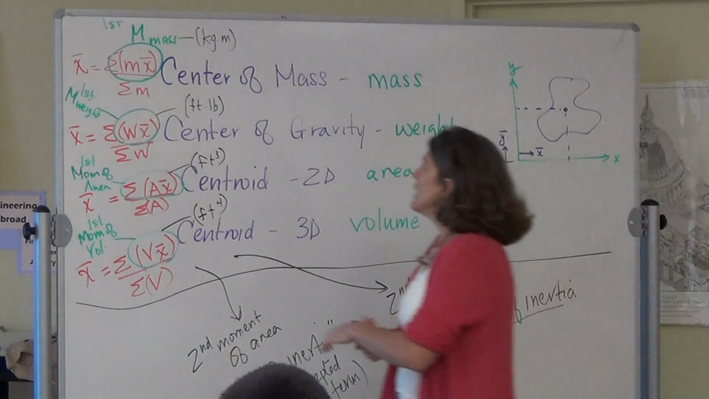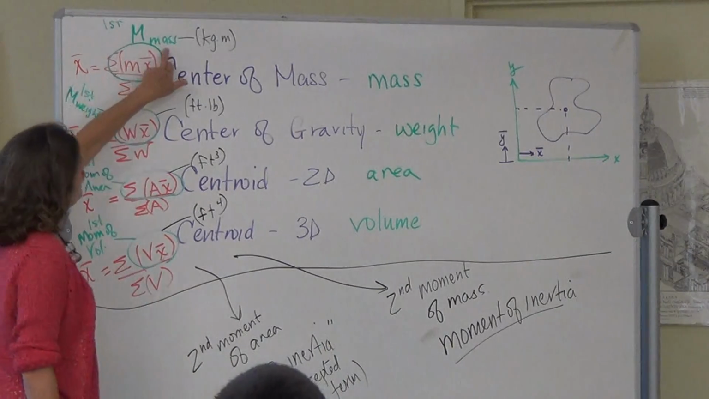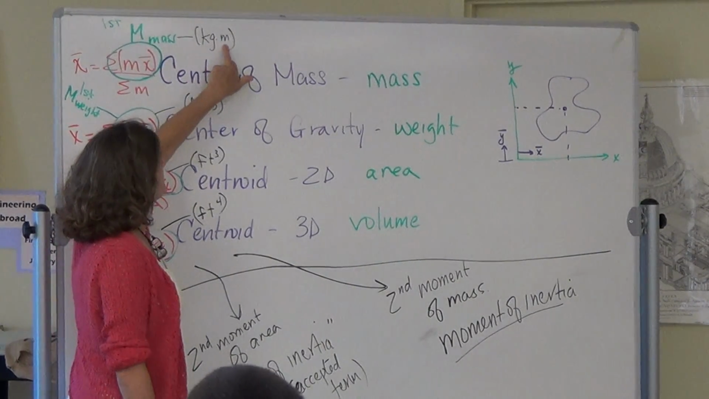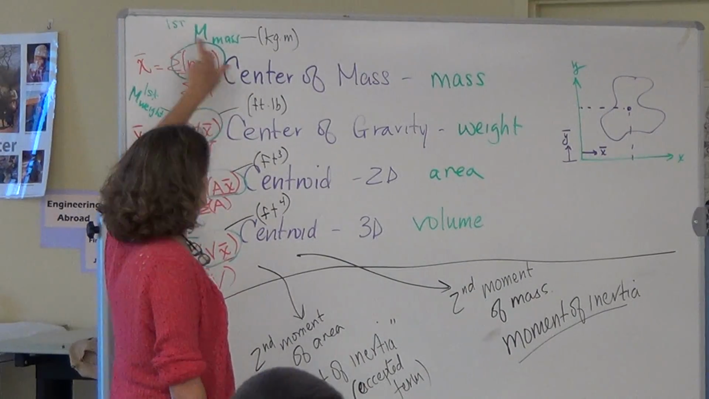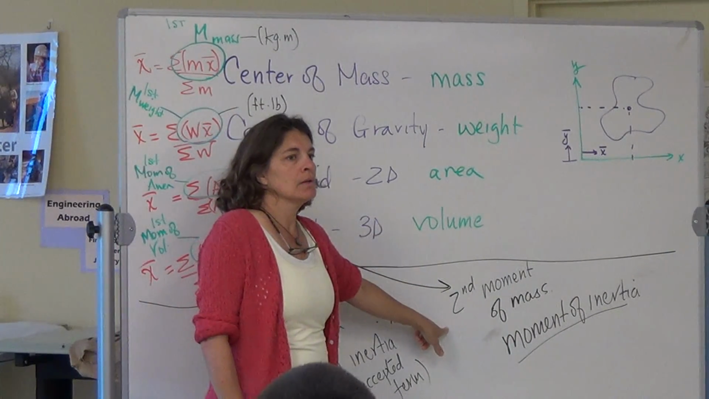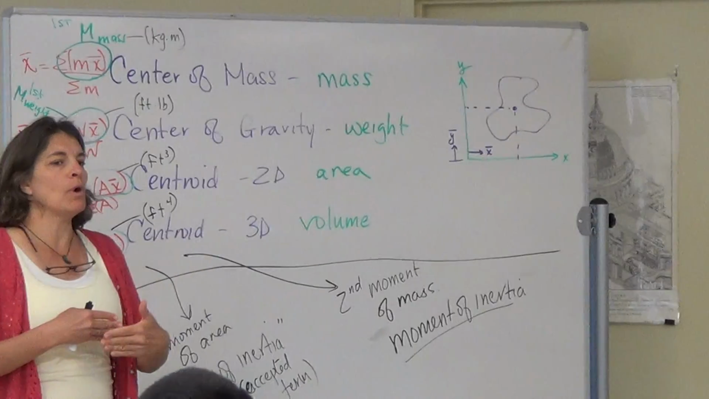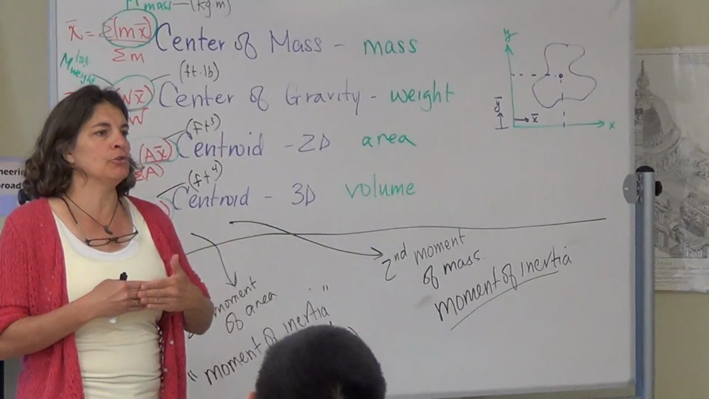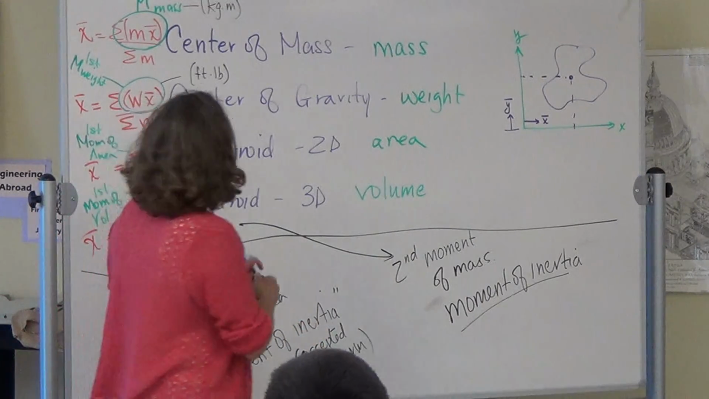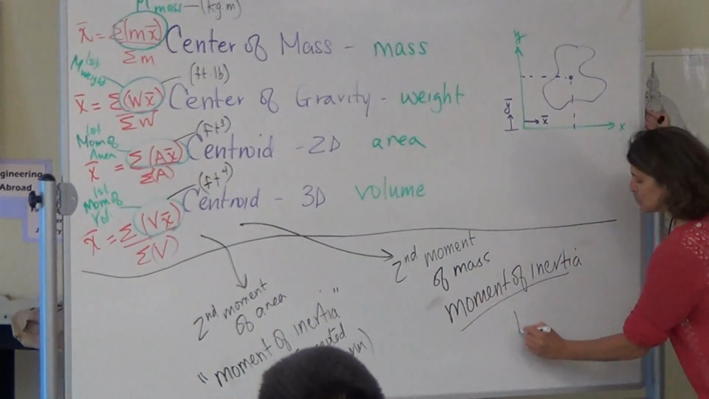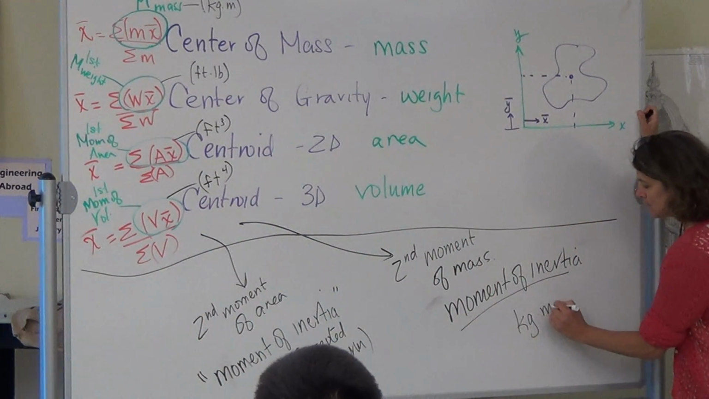Eric W., if first moment of mass is kilograms times meters, do you remember how we go from the first moment to the second moment? How do you go from a force to a moment? What do you do to the force? Give it another length. Right, so the unit of this is kilogram meters squared.